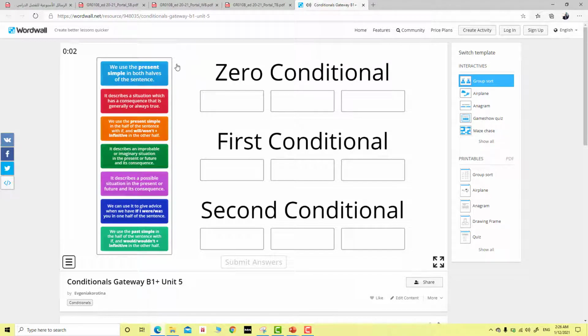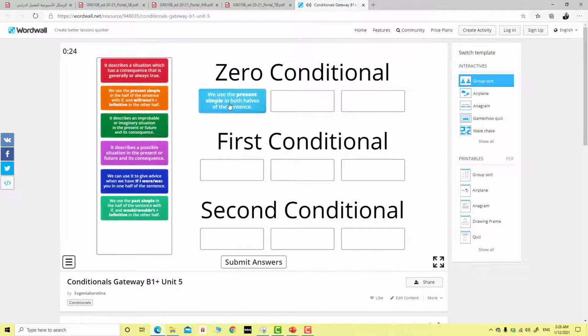Zero conditional. We are going to choose a piece of information from this section and put it in the right place. We use the present simple in both halves of the sentence: the main clause and the if clause. I think this is zero conditional.